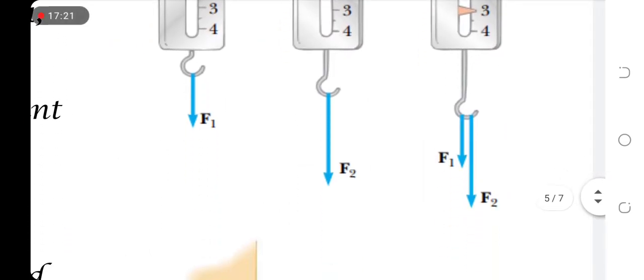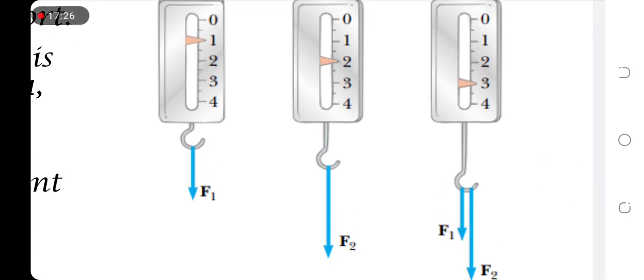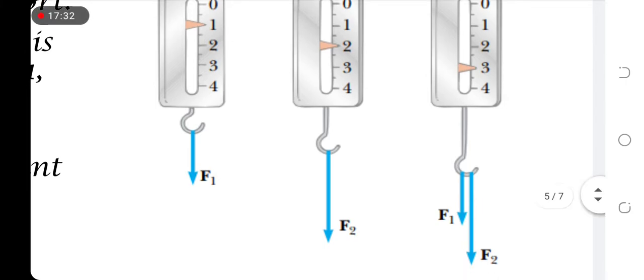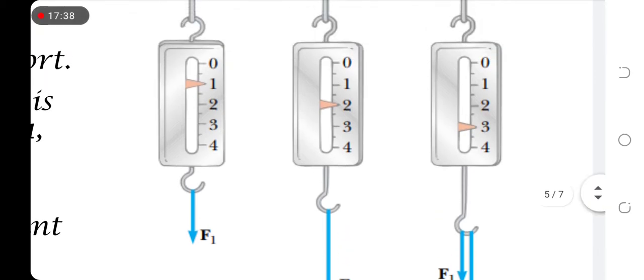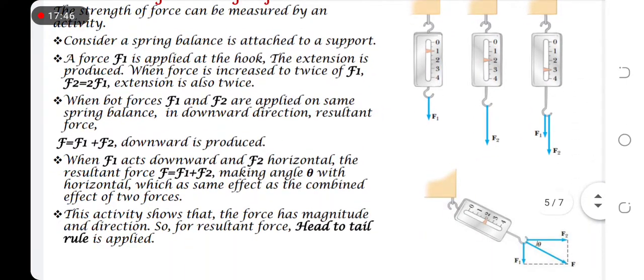F1 and F2 both are applied in the downward direction. As F1 produced 1 unit length extension and F2 produced 2 unit length extension, if we combine them, F1 and F2 in the same downward direction, the displacement will also be combined, that is 3 units. 1 plus 2 is equal to 3 units.